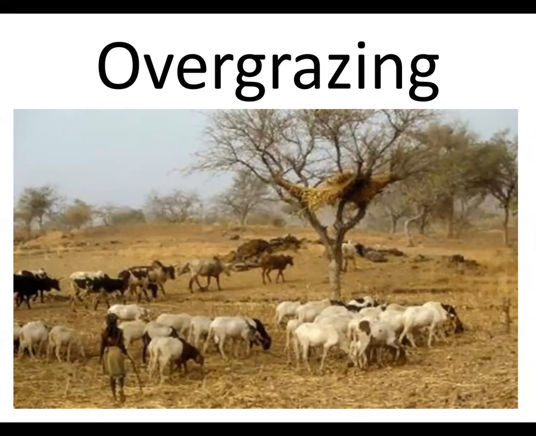When the animals or the livestock are just let loose in the pasture, they concentrate on one area and keep on feeding in that area until all the grass in the area dies and the soil loses its cover.